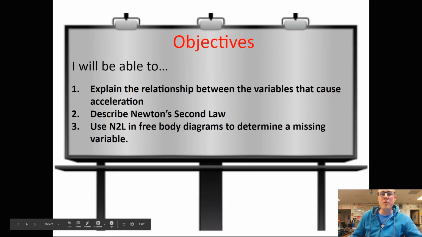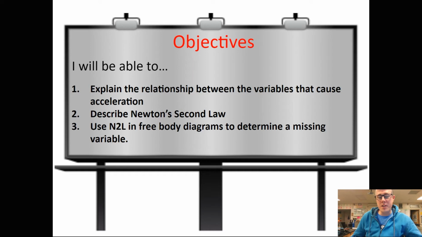Today you're going to be able to explain the relationship between all of the variables that cause acceleration. So we've already got one acceleration equation where you found out that it was the change in velocity over time. That's one way to measure or calculate acceleration. Newton's second law is the other way to calculate acceleration. So that's going to be your second objective, to be able to describe that law in words.